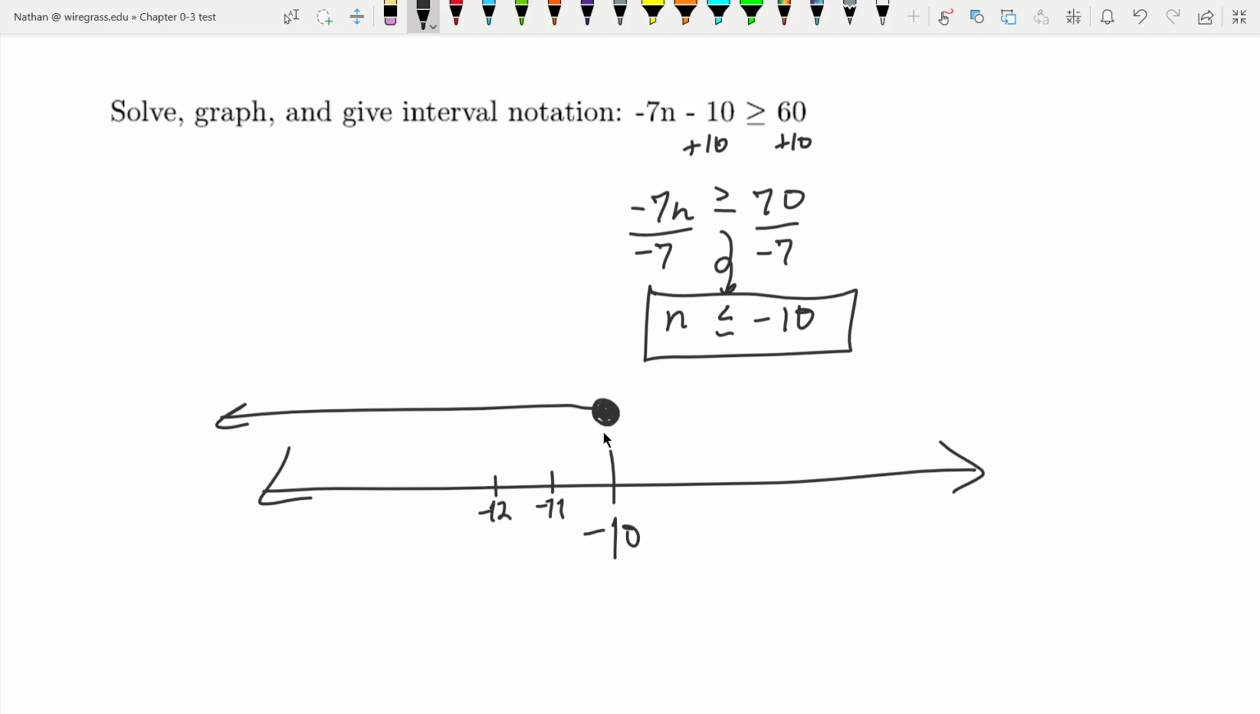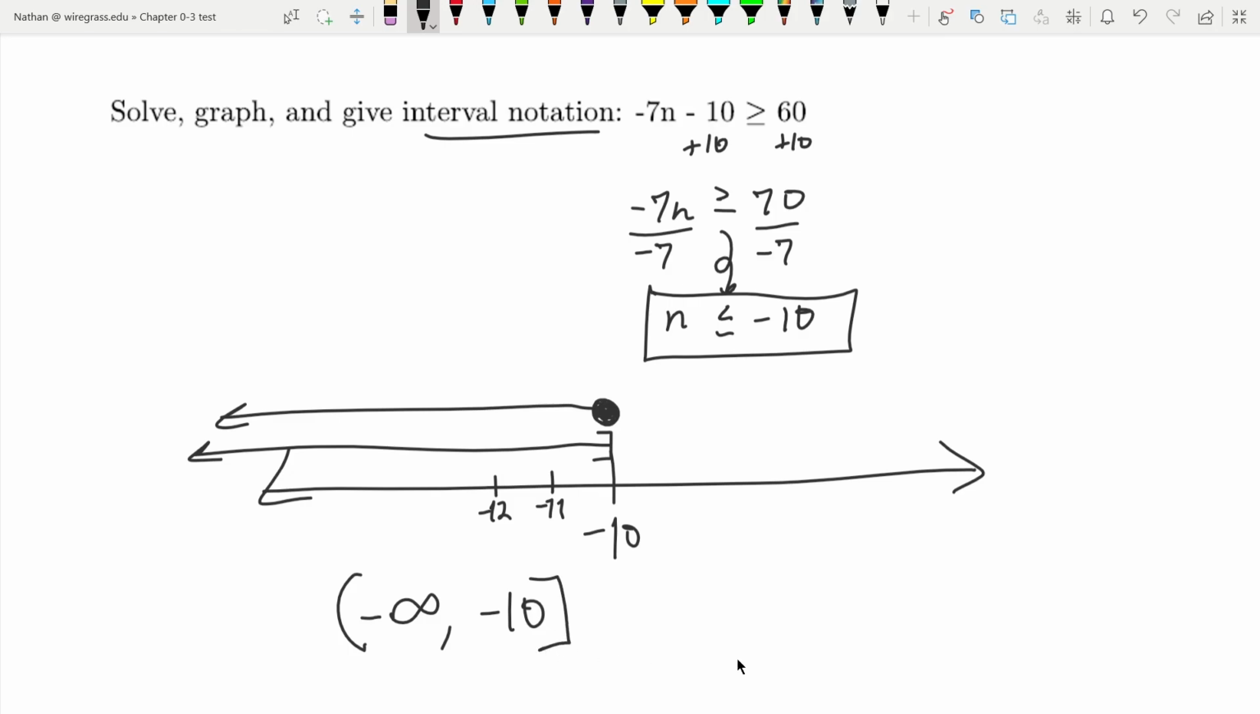You can also use a bracket and point this way. And I prefer using a bracket because this directly relates to interval notation. The interval notation says what's the lowest value. You always start with the lowest value. In this case, because it goes on down to negative infinity, that's going to be our lowest value. Infinity always has a parenthesis next to it. And our highest value is right here at negative 10. It doesn't go anything more to the right of that. This is the highest value, and it can equal negative 10, which means we use a bracket.